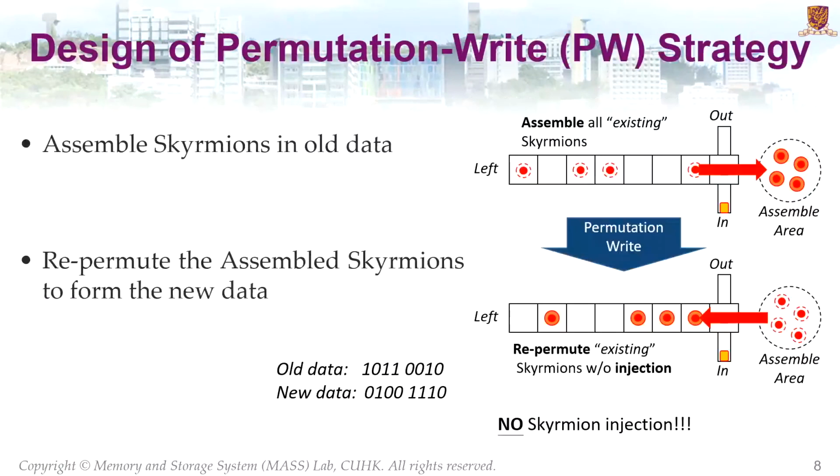And here shows the main idea of permutation write. We can see that the first step is to assemble all the Skyrmions in the old data to the assemble area. Then it will permute those assembled Skyrmions to form the new data without any Skyrmion injection. We can see that in this example, because the number of 1s in the old data is equal to the number of 1s in the new data, it will require no Skyrmion injection.